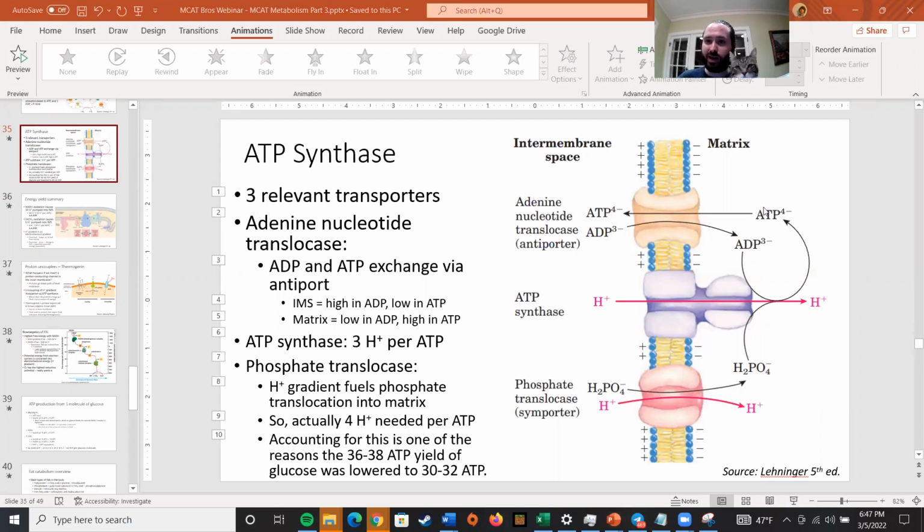Yeah. So the matrix is where we're making ATP, right? We're going to make ATP in the matrix. We're going to send it over to the intermembrane space, which will then go to the cytosol. And the intermembrane space, aka the cytoplasm, is deficient in ATP, but it is abundant in ADP. So therefore, that's why we can use these guys in an antiport fashion. Did that answer your question? Yes. Okay. Thank you. Awesome.